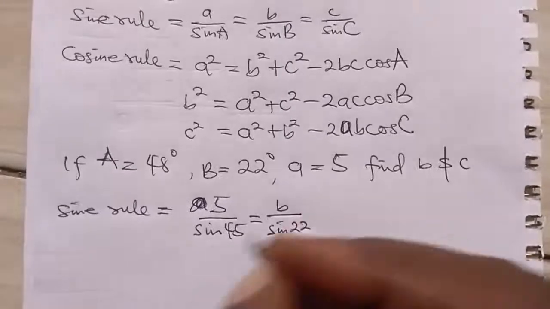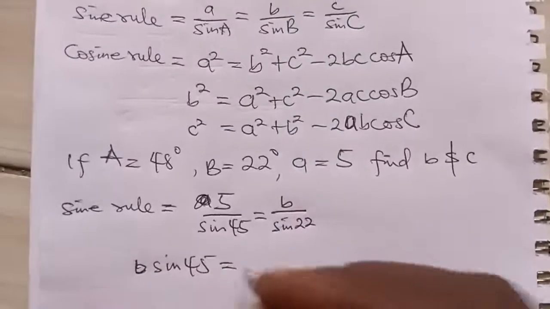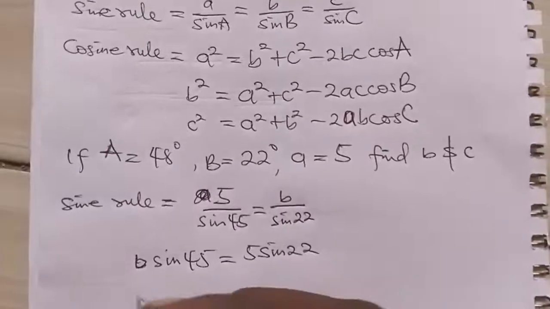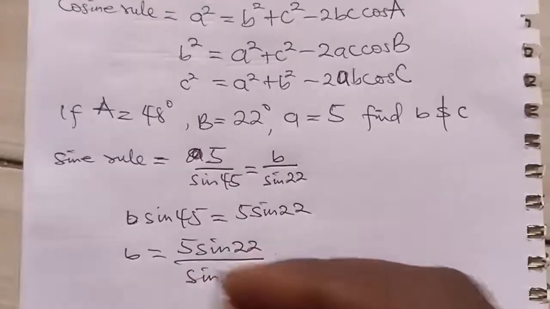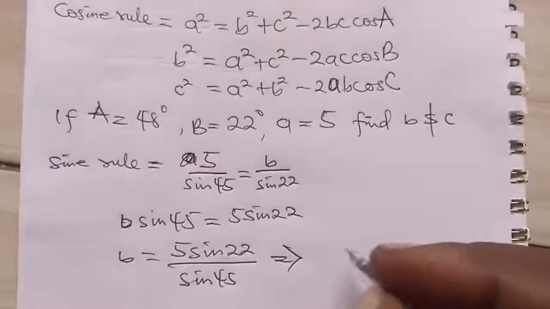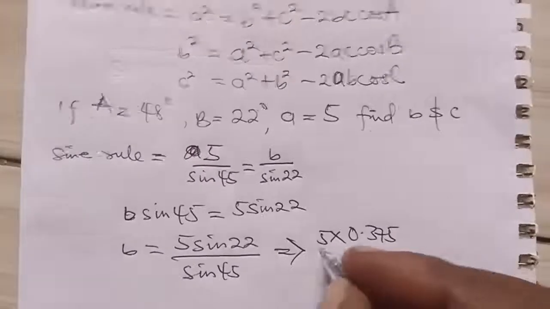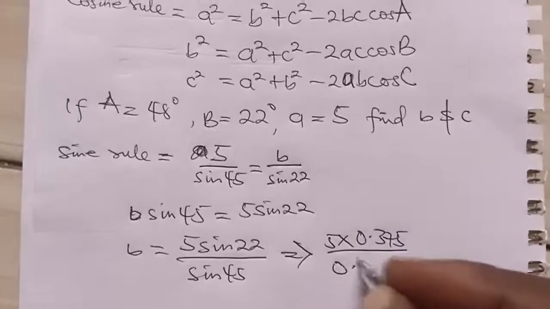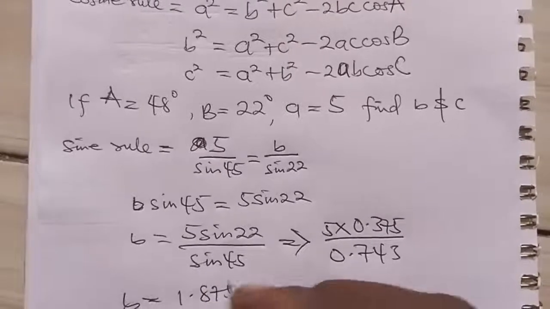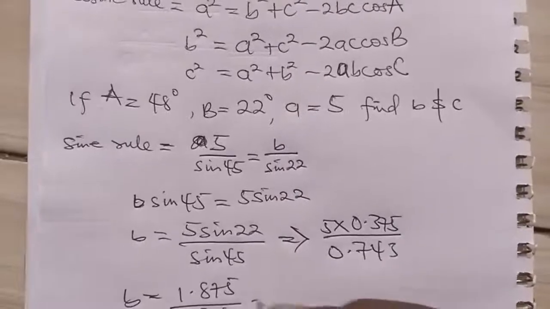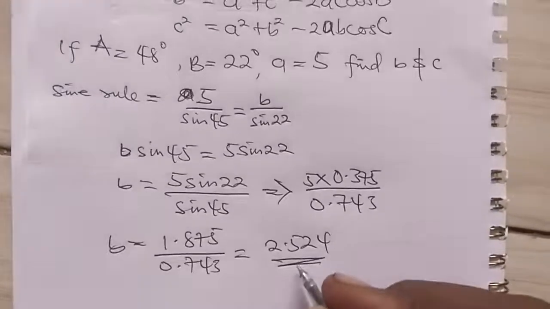So if we cross multiply, we'll have that b sine 48 is equal to 5 sine 22. So that b will be equal to 5 sine 22 over sine 48. If we work that out, 5 times sine 22 will be about 1.875, over sine 48, which is 0.743. If we divide that, we'll have approximately 2.524. So this is our b.